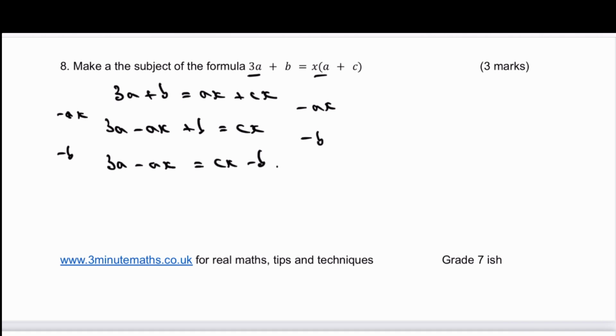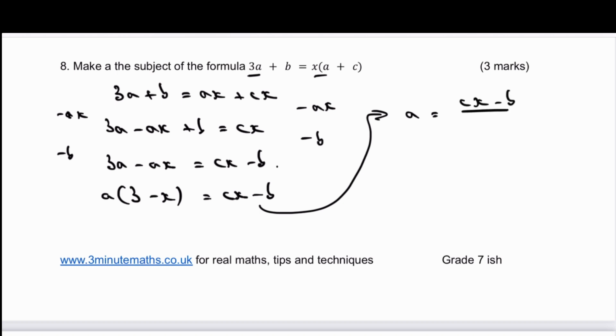Now if I factorize for a, what I get is a times 3 minus x equals cx minus b. And then really it's just a case of dividing through by 3 minus x. So it's a technique of factorizing in order to get a as the subject of the formula. I'm going to get cx minus b all divided by 3 minus x. Okay, so this is a 3-mark question. Hopefully this is okay for you. This is the kind of level that you need to be at with these sorts of questions.